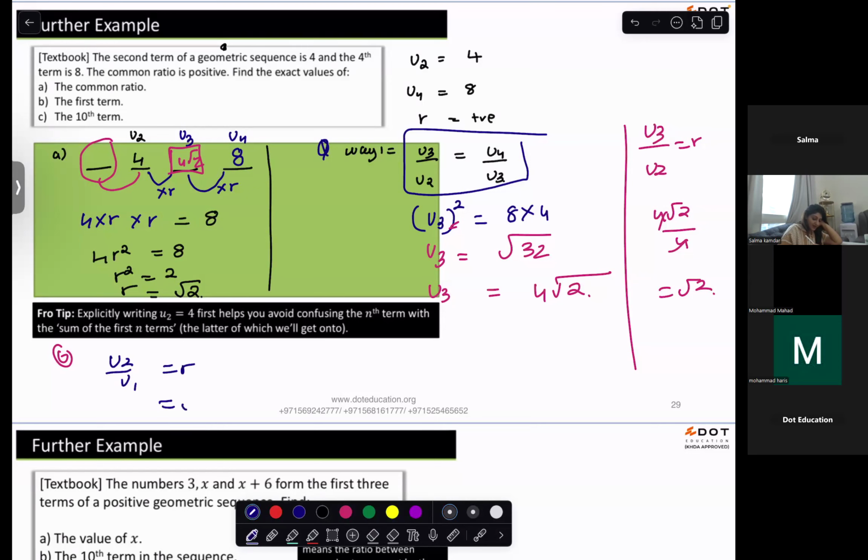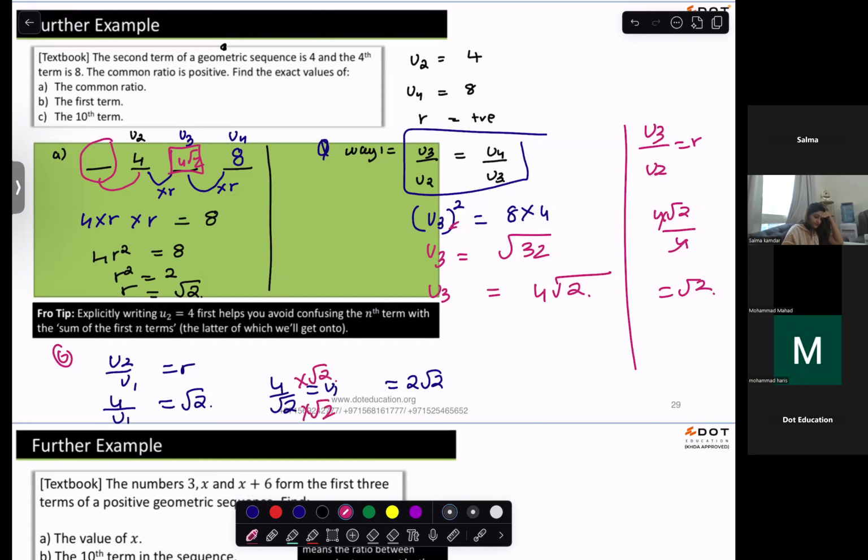I already have my R as root 2 and U2 is 4. So 4 divided by U1 equals root 2, which just means 4 divided by root 2 will give you U1. Can you simplify it further? It would be 2 root 2.